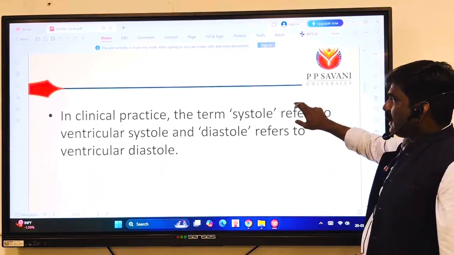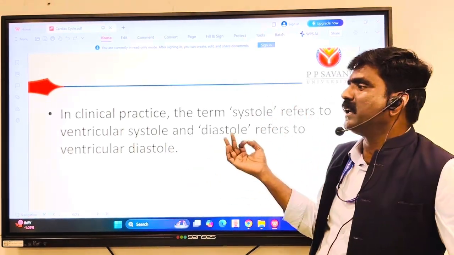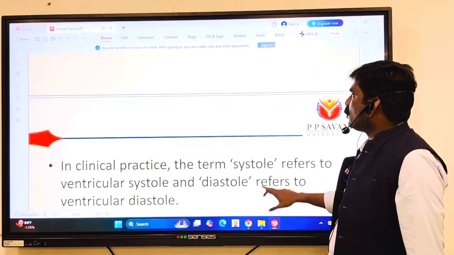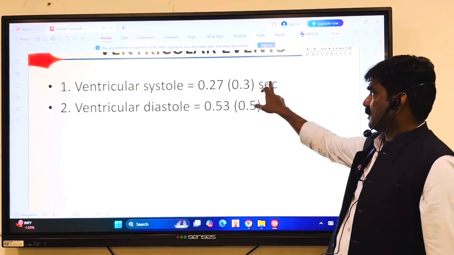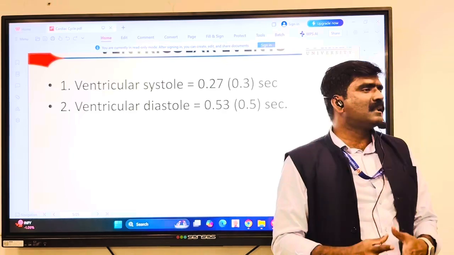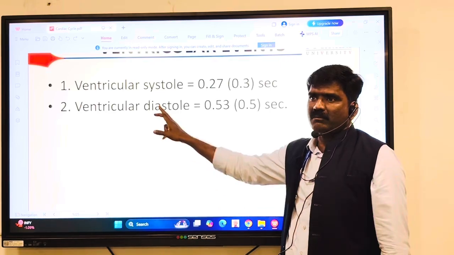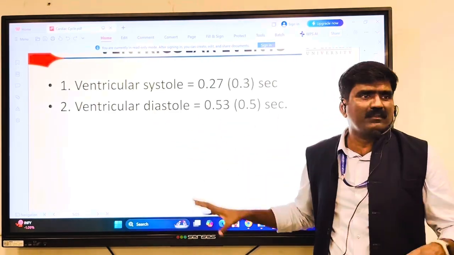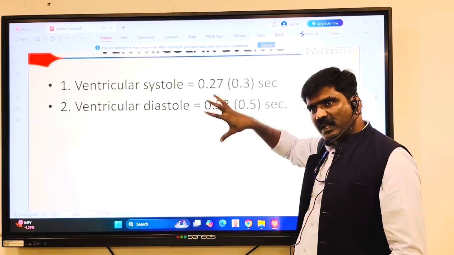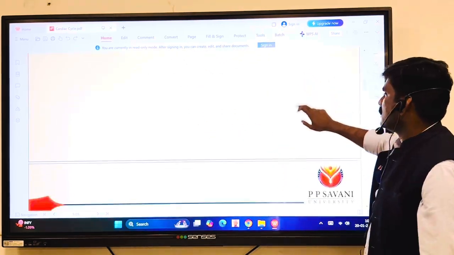In clinical practice, the term systole means ventricular systole and diastole means ventricular diastole. So we are going to study only this portion, 0.3 seconds and 0.5 seconds. We are going to discuss the mechanical events occurring during one ventricular systole and one ventricular diastole. Atrial systole and atrial diastole are happening during these, but we are going to concentrate on ventricular systole and ventricular diastole.